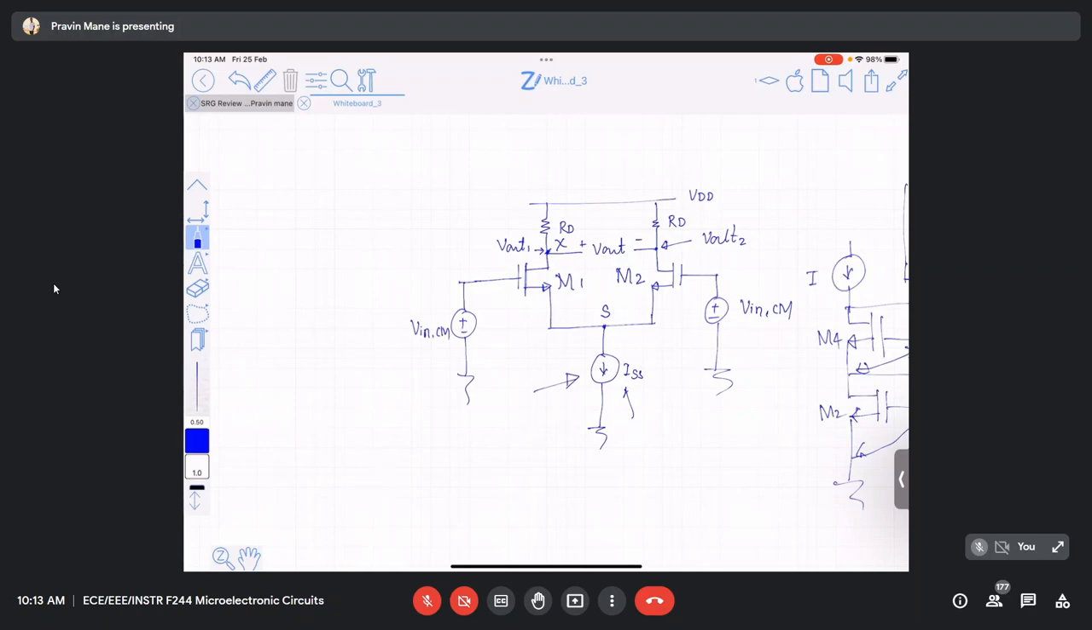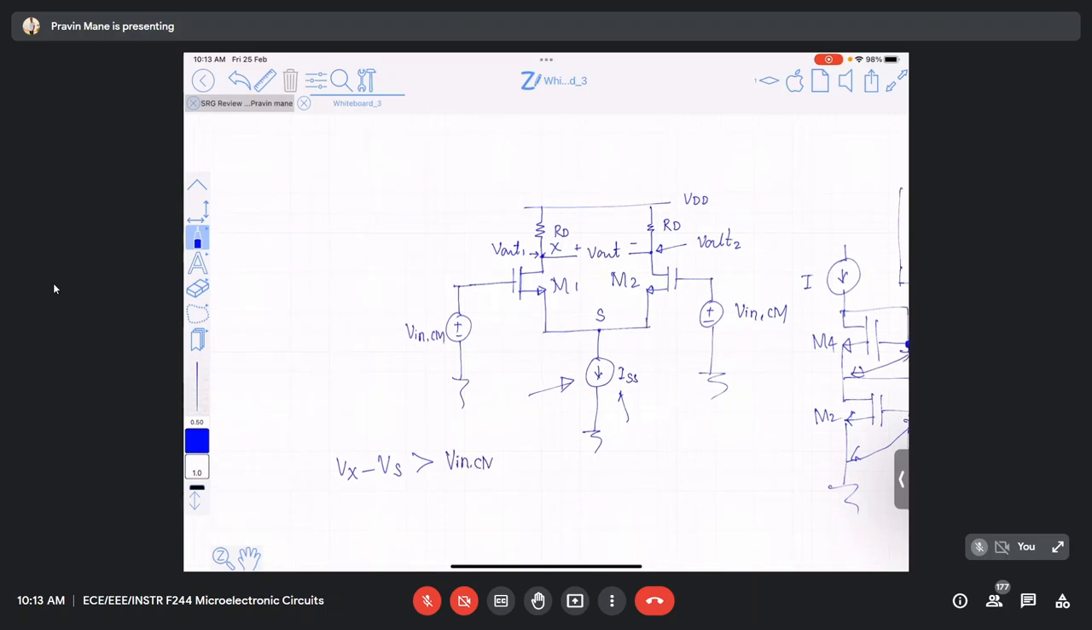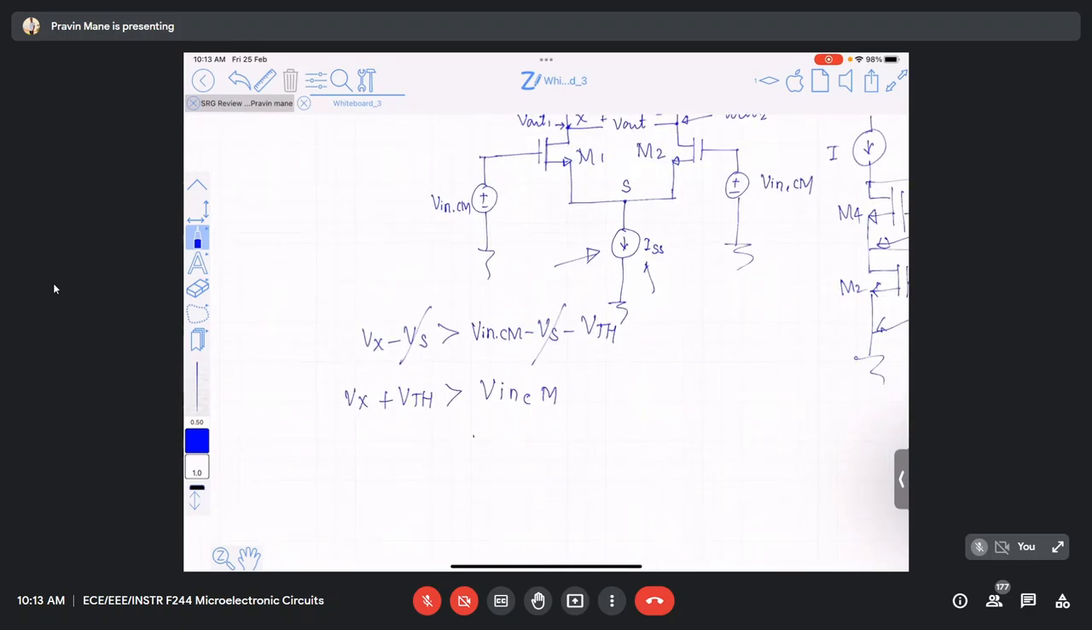What is the condition for M1 to be in saturation? Vx minus Vs, which is VDS, should be greater than VGS minus VTH. What is VGS? V in CM minus Vs. So Vx minus Vs should be greater than V in CM minus Vs minus VTH. This condition should be satisfied. So you can see that Vs gets cancelled. So Vx plus VTH. So your V in CM should be less than Vx plus VTH. Can I call this V in CM max? V in CM max will be equal to Vx plus VTH.